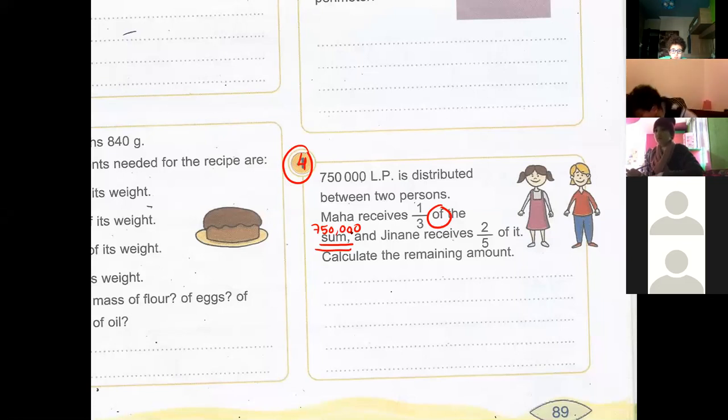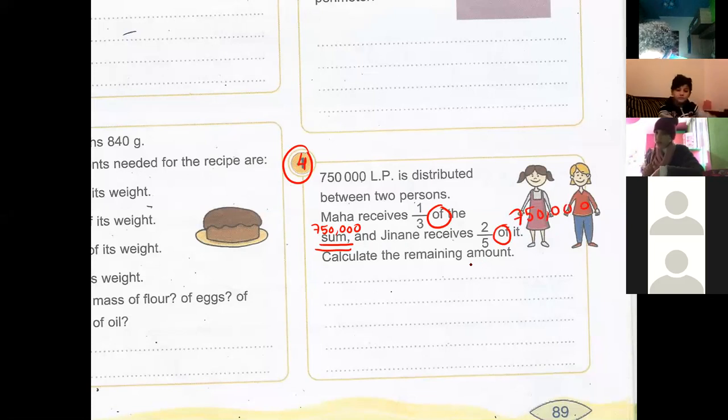And Jinan receives 2/5 of it. Of which number? 2/5 of what? 750,000. Excellent. Calculate the remaining amount.